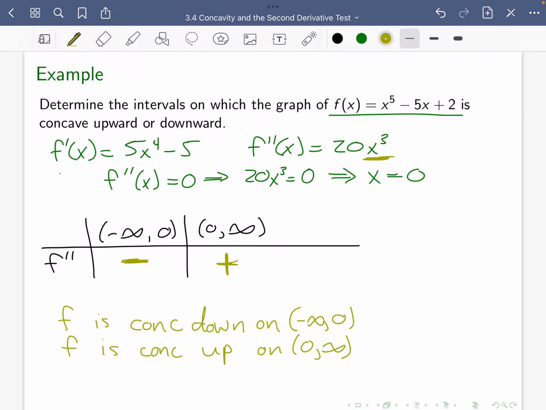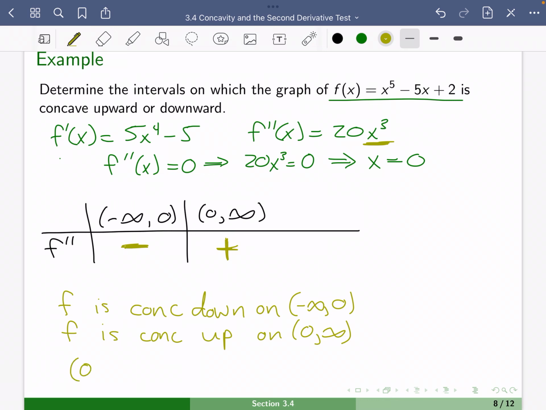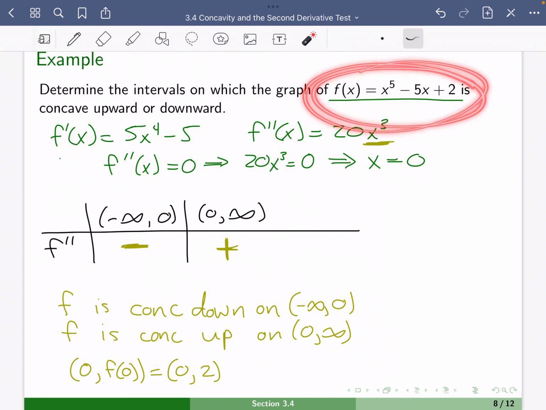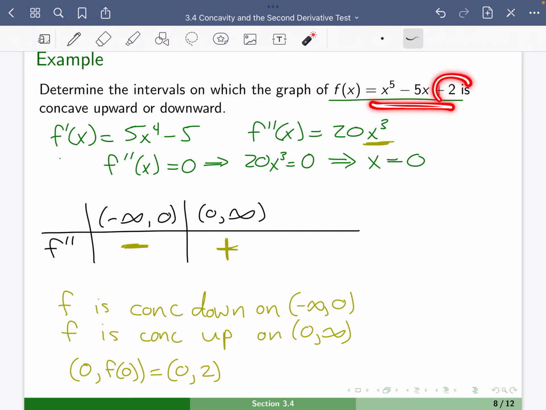In addition to that, 0 comma f of 0, which is 0 comma 2, right? So for f of 0, we're plugging 0 into the original function. If we plug in 0 there, we get 2 as an output. 0 comma 2, that is an inflection point. It changes from concave down to concave up right at that point.